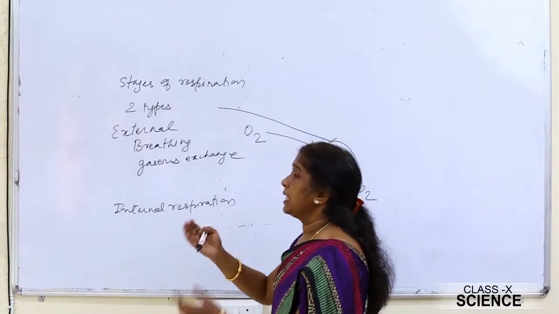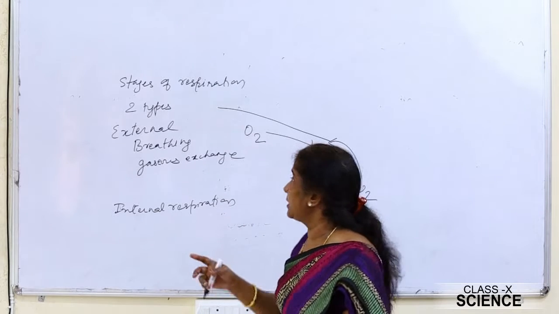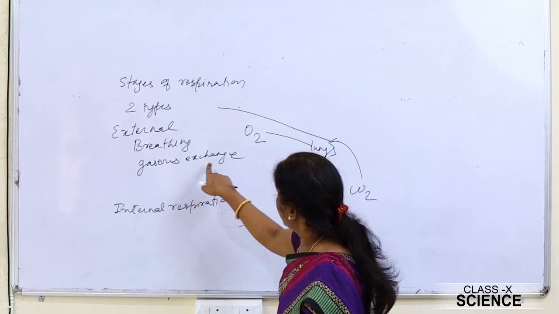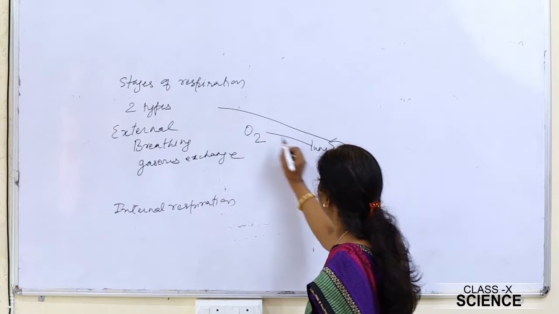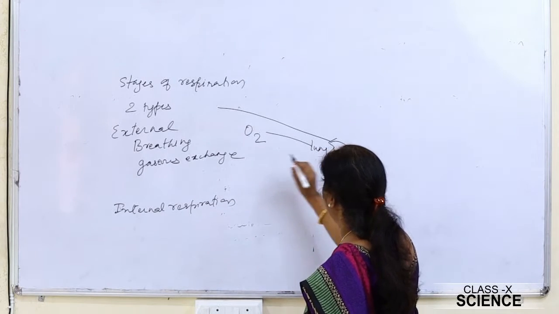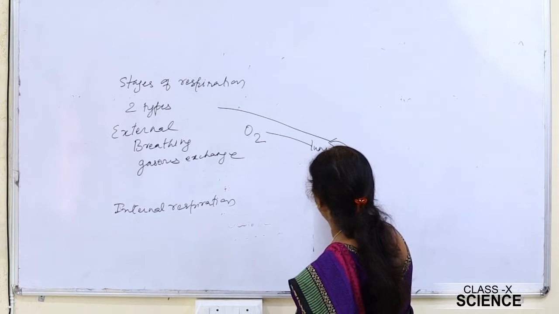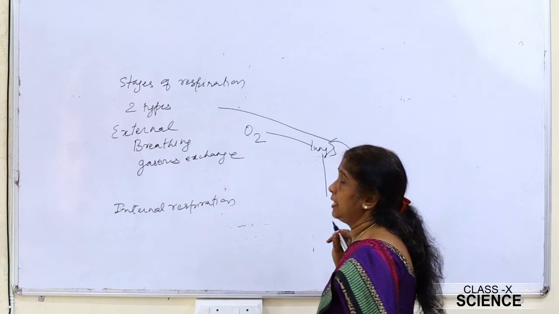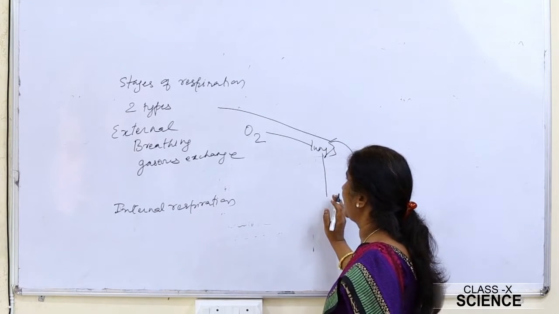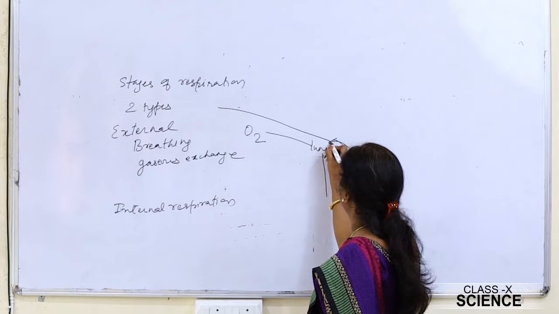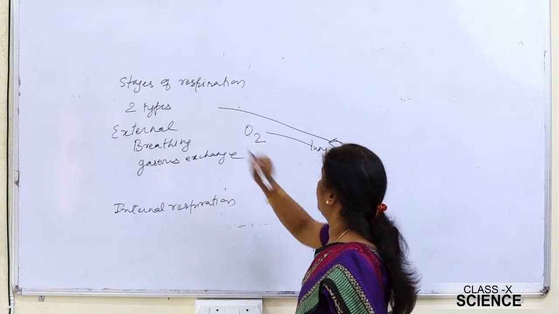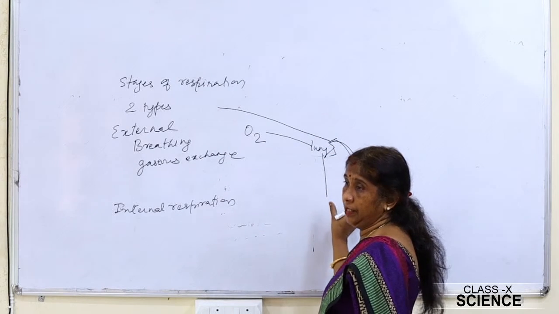So breathing means taking in of oxygen and giving out of carbon dioxide, and in the gaseous exchange, see, oxygen comes into the lungs, and from the lungs, the diffusion of oxygen to the blood vessel is called gaseous exchange. It comes under gaseous exchange. The carbon dioxide will go into the lungs, and from the lungs it will be exhaled out of the body. So this is called gaseous exchange.